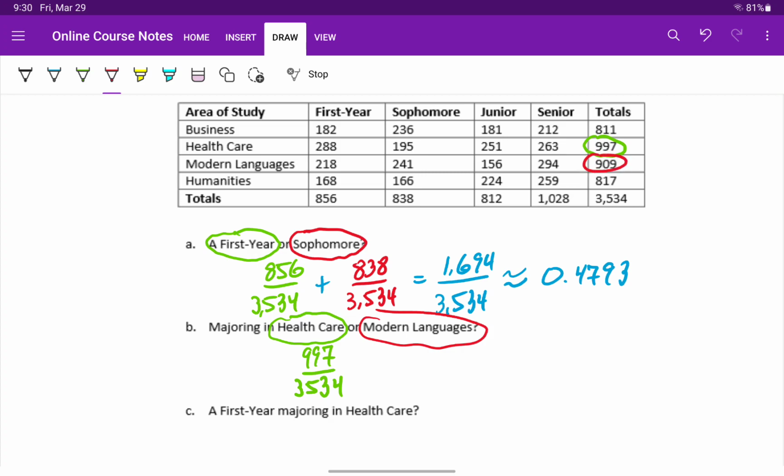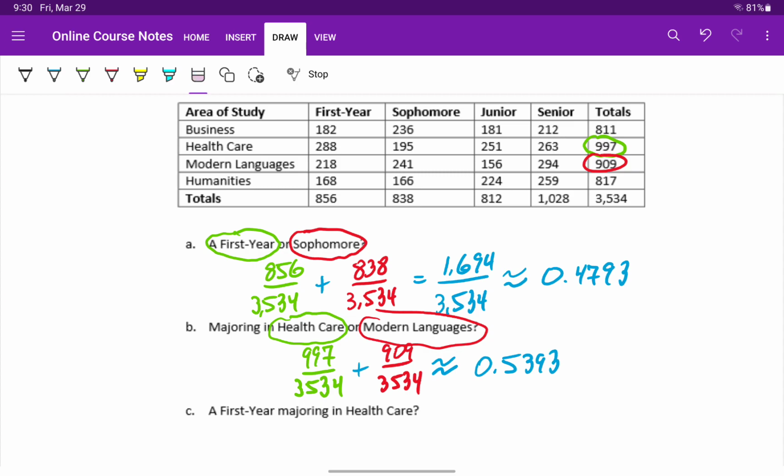And there are 909 students who are majoring in modern languages. Adding those together and then dividing would give us a probability of 0.5393.